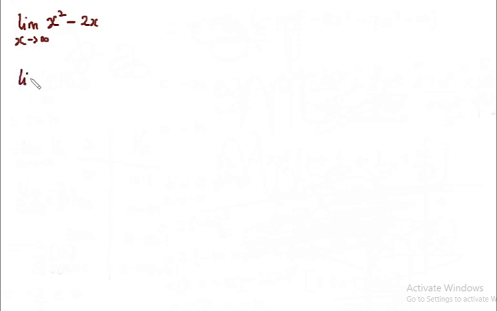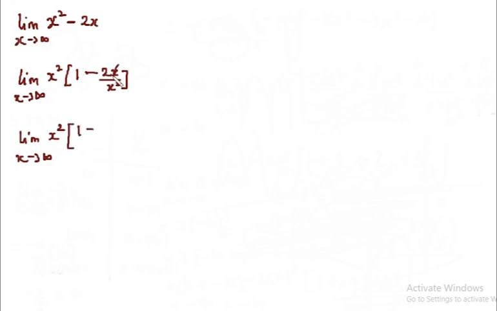So I'll write this as the limit as x approaches infinity. The term with the highest degree here is x squared. So x squared, open bracket. If you factorize this out, we have 1 minus 2x over x squared. Such that we can rewrite this as the limit as x approaches infinity of x squared, open bracket, 1 minus, x over x squared leaves 1 over x, so I have 2 over x.